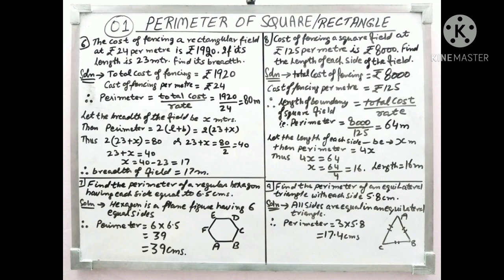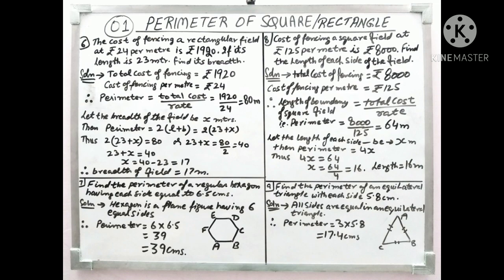Suppose the breadth of the field be x meters. Then the perimeter of the field is given as twice of length plus breadth. So we will write the perimeter of the field as twice of 23 plus x, right? Now the perimeter is also 80, which we have calculated just now. So we will equate this. Twice of 23 plus x is equal to 80, and 80 gets divided by 2. We get 23 plus x is equal to 40.